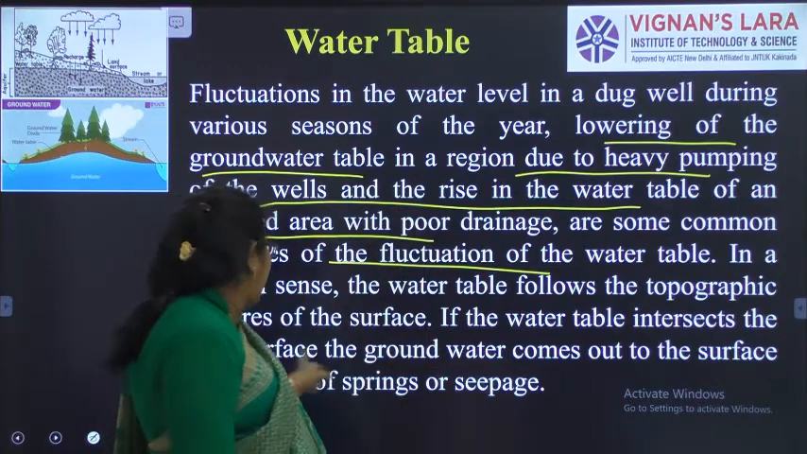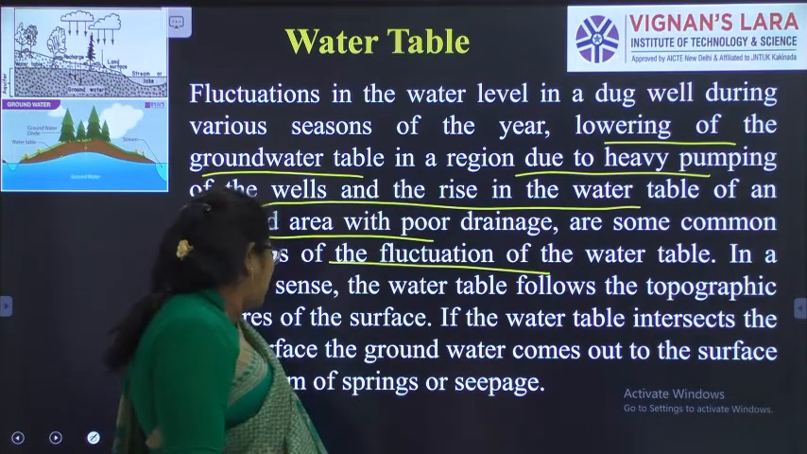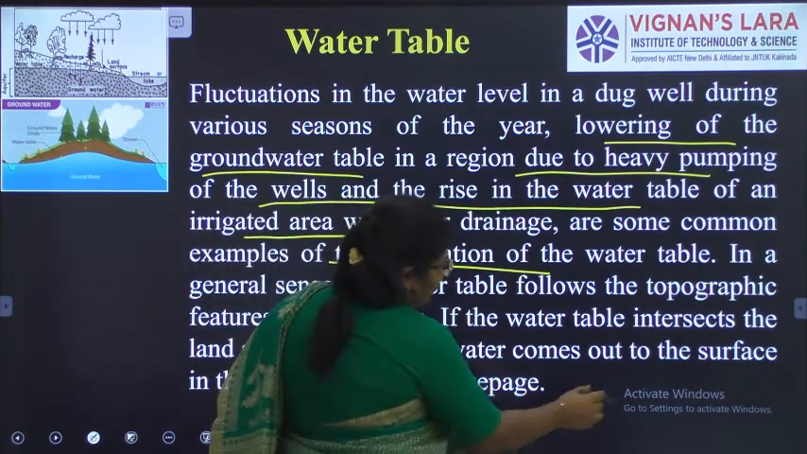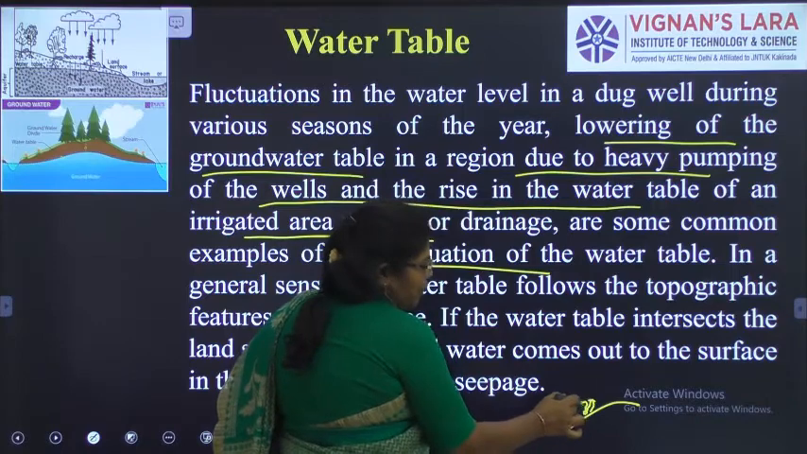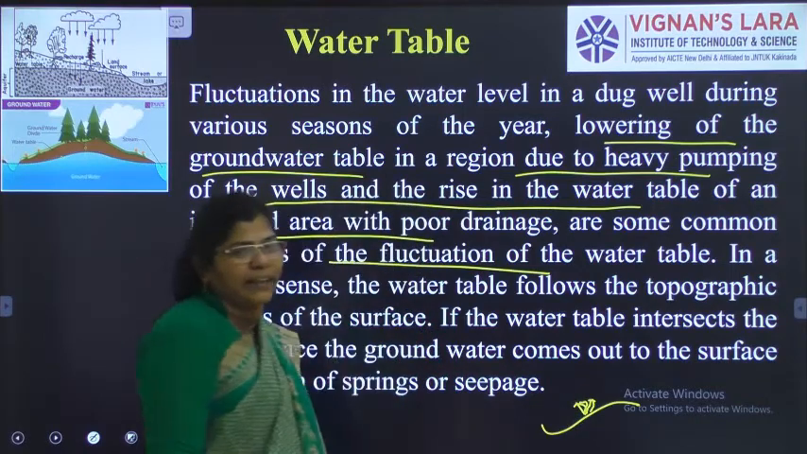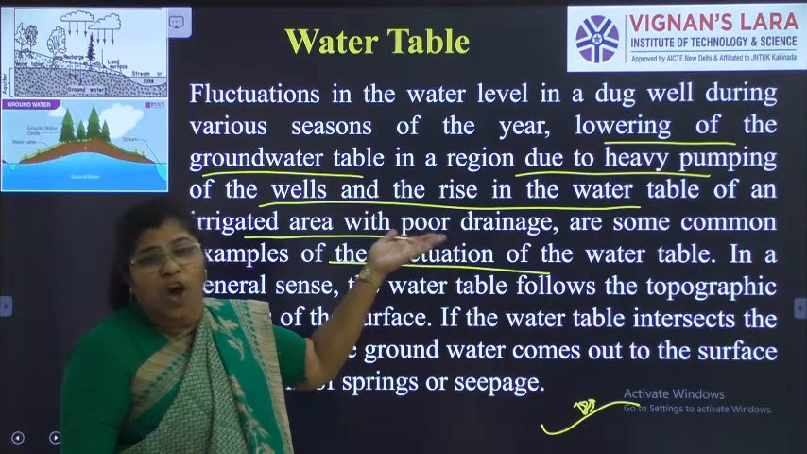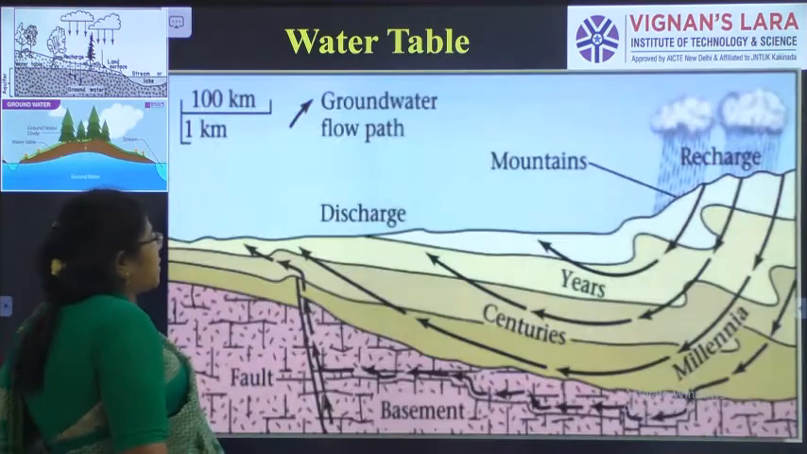If the water table intersects the land surface, the groundwater comes out to the surface in the form of springs or seepage. If it is a ground surface, you feel that some type of springs comes out. Right? This is due to the water table coming to the top of the ground surface. So there will be a formation of springs.